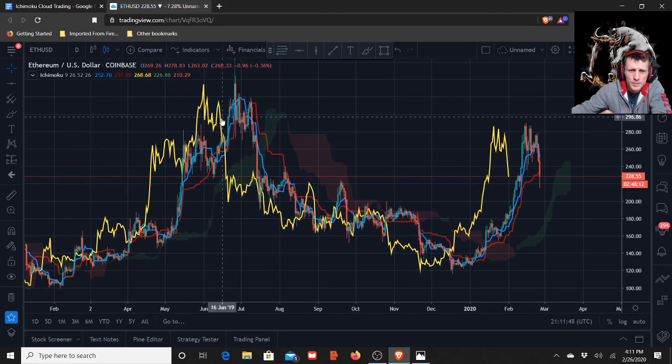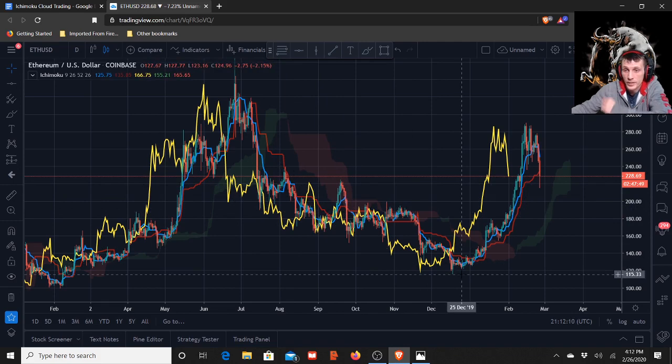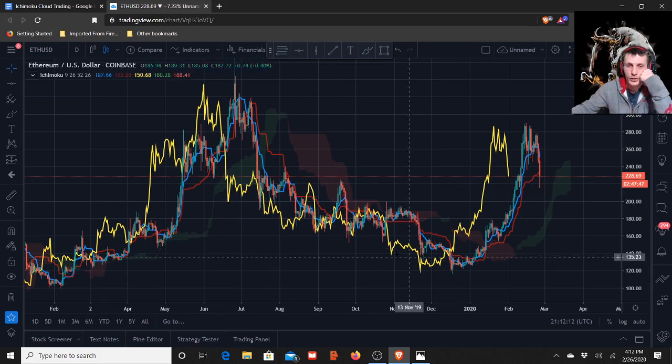So for example here, we did come down, we hit the cloud, we did have the crossover here, but I wouldn't have entered that trade until we broke below the cloud. Somewhere around in here, you would have got in at 230 and you would have stayed all the way until 115. That would have been huge.